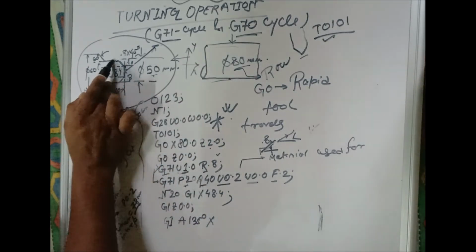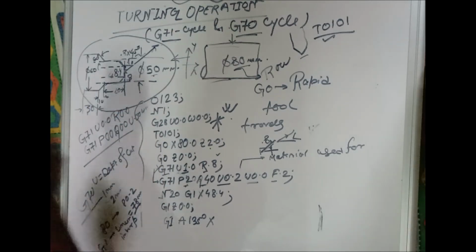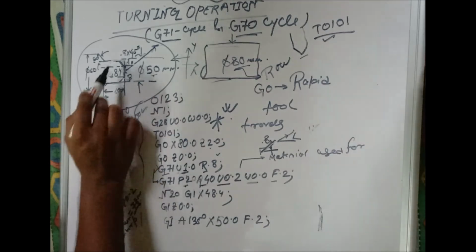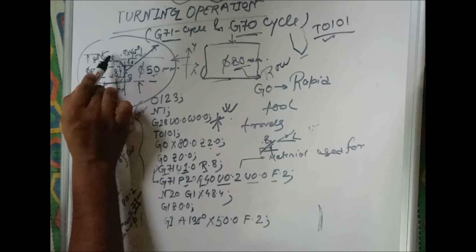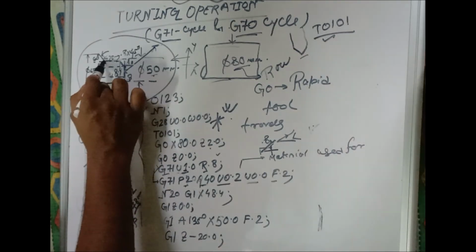And here the OD diameter, what is the value of OD? The OD value is 50, right? Okay, then we will write X 50.0, and we will give the feed, that is 0.2. After that we will cut this, and the length is 20 mm. Then we will do G1 Z minus 20.0, end of block. After that we will make this kind of profile.